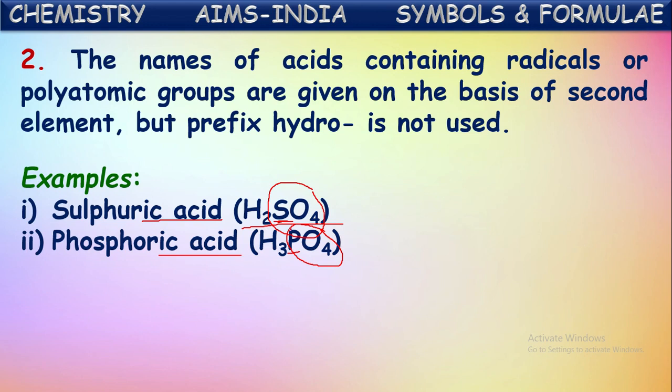One more you can say, HNO3. It is also formed from the radical NO3 minus, the nitrate ion. Now how to name this compound, can you say? Need not mention hydro. First we write the second element's name, nitrogen, nitr, and at the end of the name, ic acid is attached. Now it becomes nitric acid. Okay, in this way, these acids are named.